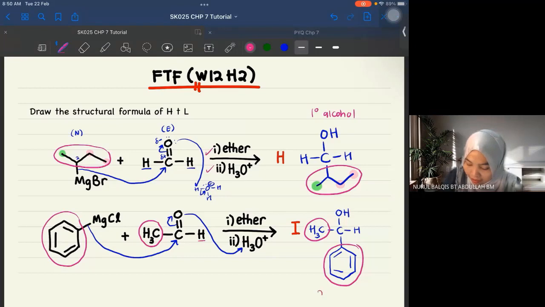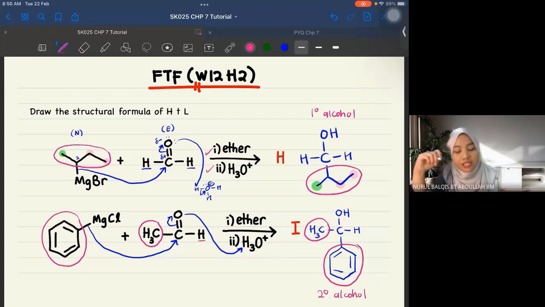This is secondary alcohol. So primary and secondary alcohol can be formed by reacting Grignard reagent and also aldehyde. But for primary alcohol, the only aldehyde yang capable to form this primary alcohol hanyalah methanal. Only 1 carbon with 2 hydrogen attached to the carbon bearing the O. Okay, kalau yang untuk secondary baru kita boleh start from ethanal, 2 carbon.